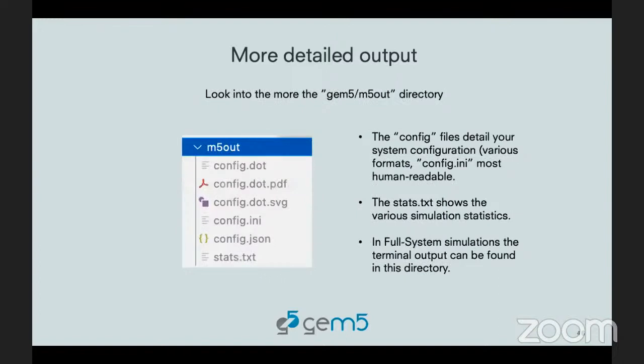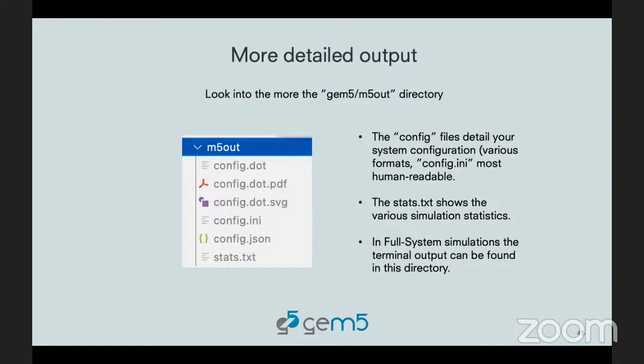Almost every file that begins with the word config is just a different output representation of what you are simulating. I don't think it'll do it in this case, but the config dot dot dot PDF is a graphical representation of your configuration as a graph. I find that mostly handy for debugging, seeing what gem5 actually simulated. Or I'll look into the config file, config.json, for example. The stats file is really where all the output stats are. So you would do a run of gem5, look in m5out for stats, and get all the stats you need for whatever experiment you're trying to run. For instance, cache misses is a stat that would be there if we had a cache.